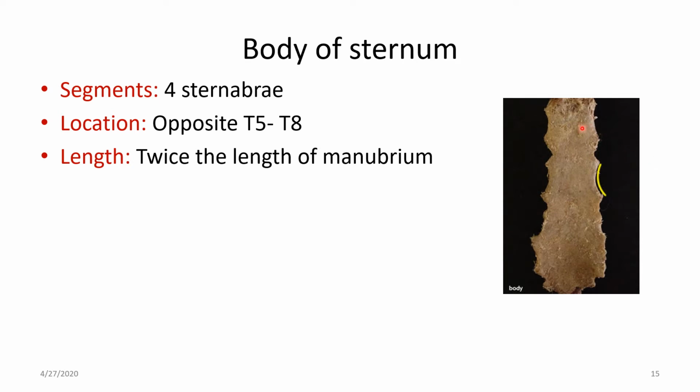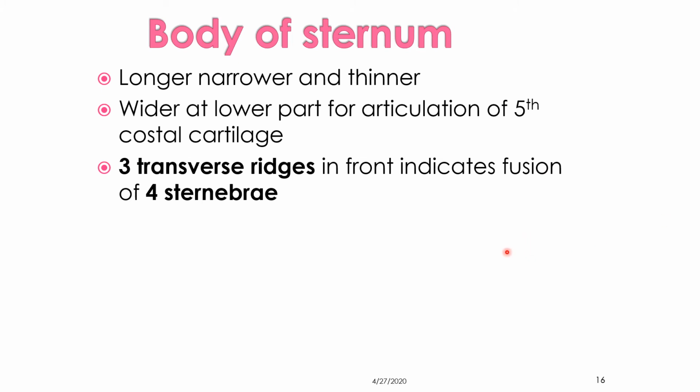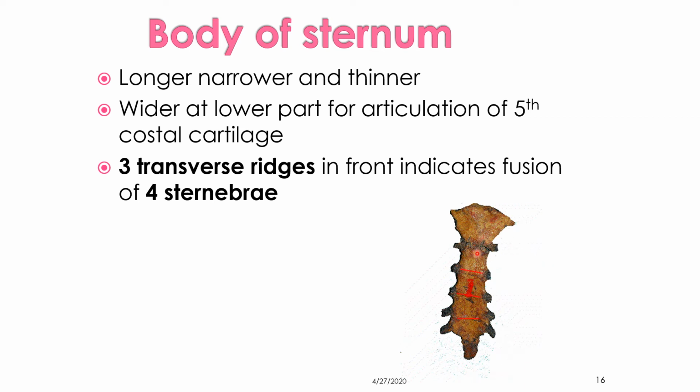Coming to the body of the sternum, it consists of 4 segments. They are called the sternebrae, and it lies opposite the T5 to T8 vertebra, and its length is twice that of the manubrium. It is longer, narrower and thinner. The widest part of the body of the sternum is at the articulation of the 5th costal cartilage. And there are 3 transverse ridges in front which indicate the fusion of the 4 sternebrae: 1, 2, 3 and 4 sternebrae.